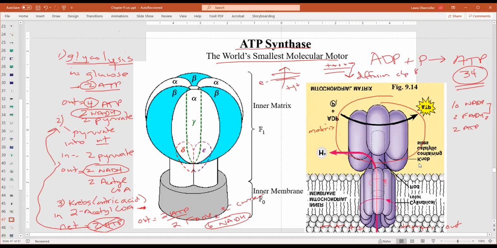chapter 8. So these protons diffuse through this ATP synthase, causing this to rotate, and I'll show you how that does that. That kind of works like a vacuum cleaner motor or an electrical motor. So these are the parts of it. F0 is in the membrane, so it's inside the inner membrane. Let me erase this real quick.